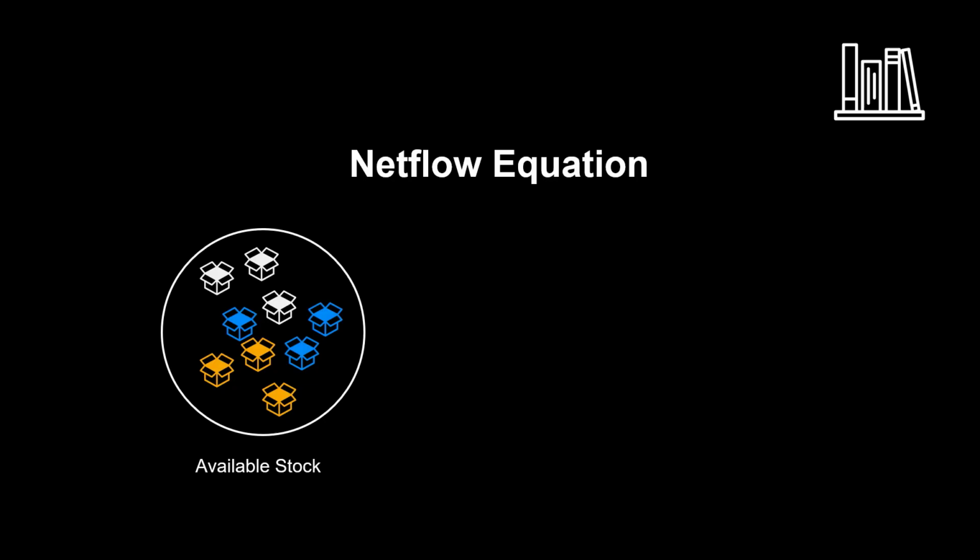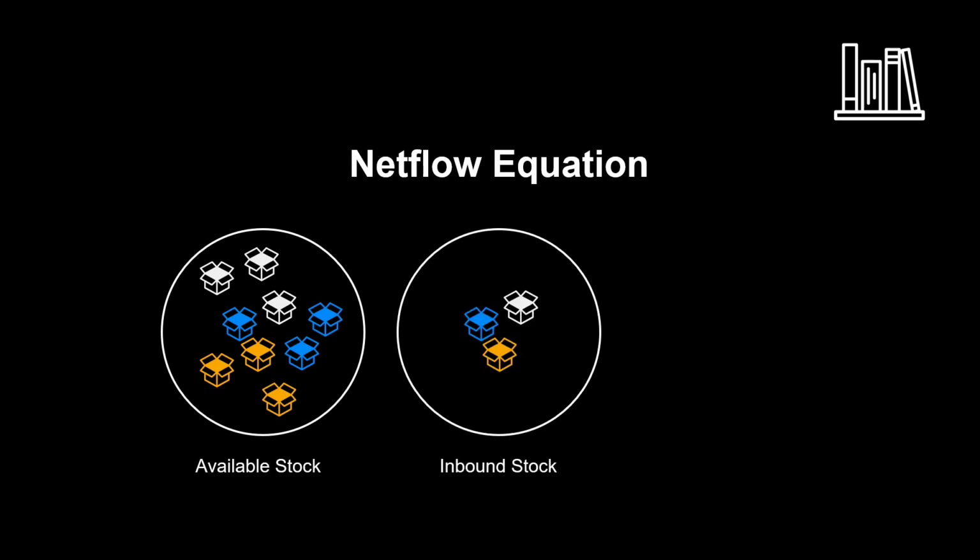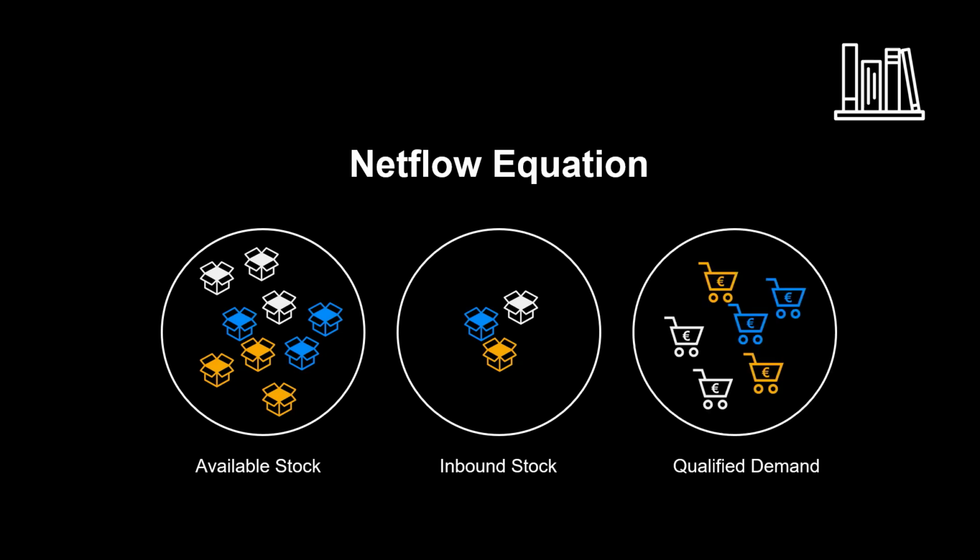DDMRP introduced a net flow concept to manage supply orders. The net flow equation is using the following information: available stock, add stock already ordered through supply channels, subtract qualified sales order demand, which equals the net flow position.